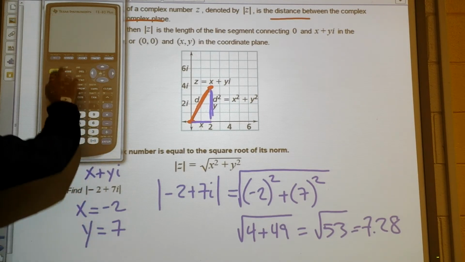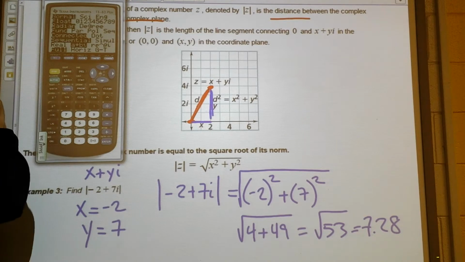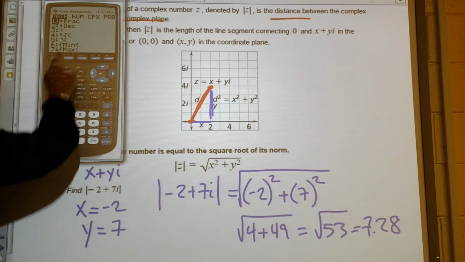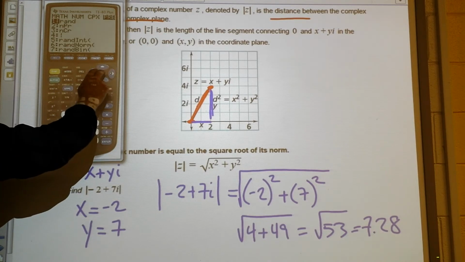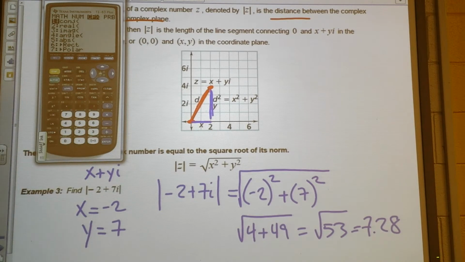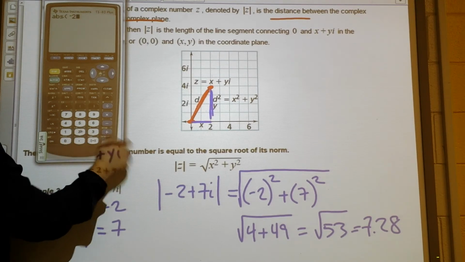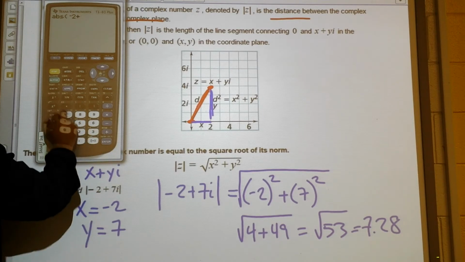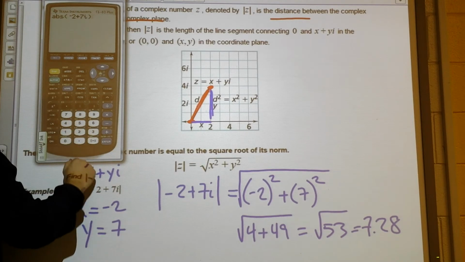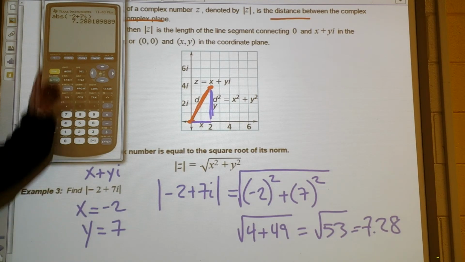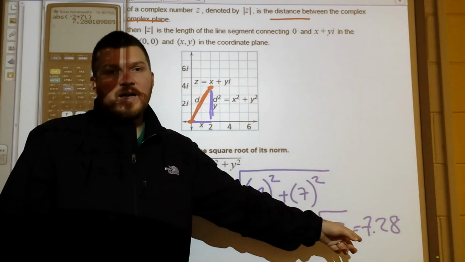Now I'm going to use my calculator and find this exact same absolute value. First, since I see an i, I need to check my mode and make sure a plus bi is highlighted. Mine is; make sure yours is too. I want to go to Math, then go to the complex menu, CPX. This time I want the absolute value, option 5. And I'm going to type my complex number in: negative 2 plus 7i. Type it in exactly the way it looks. When you're done, close up the parentheses. And I get 7.28, which is exactly what I got by hand.